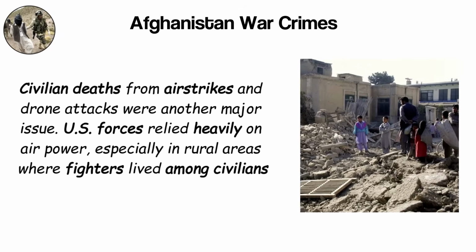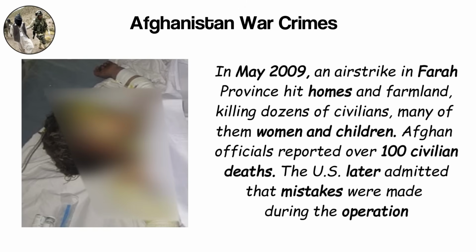Civilian deaths from airstrikes and drone attacks were another major issue. United States forces relied heavily on air power, especially in rural areas where fighters lived among civilians. In May 2009, an airstrike in Farah province hit homes in farmland, killing dozens of civilians, many of them women and children.